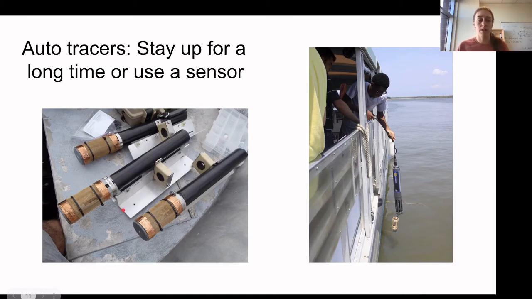Another way we can do this is use auto tracers. So humans or sensors, we can stay up for a long time and use a sensor. This picture is of some housing, but you can see in there's a dissolved oxygen sensor. Those are going to be deployed to measure over long periods of time. This is another older version of a dissolved oxygen sensor that he's just lowering over the side of a boat. So we can either be this guy and go out there and measure it ourselves, or we can have sensors do it for us and just stick them out there and have them work away.